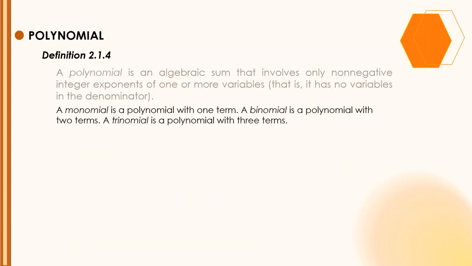Polynomials do have names according to their number of terms. A polynomial with one term is what we call monomial. A polynomial with two terms is called binomial. And a polynomial with three terms is called trinomial. And a polynomial with more than 3 terms is named simply by its number of terms. For instance, a polynomial with 5 terms is called a 5-term polynomial.